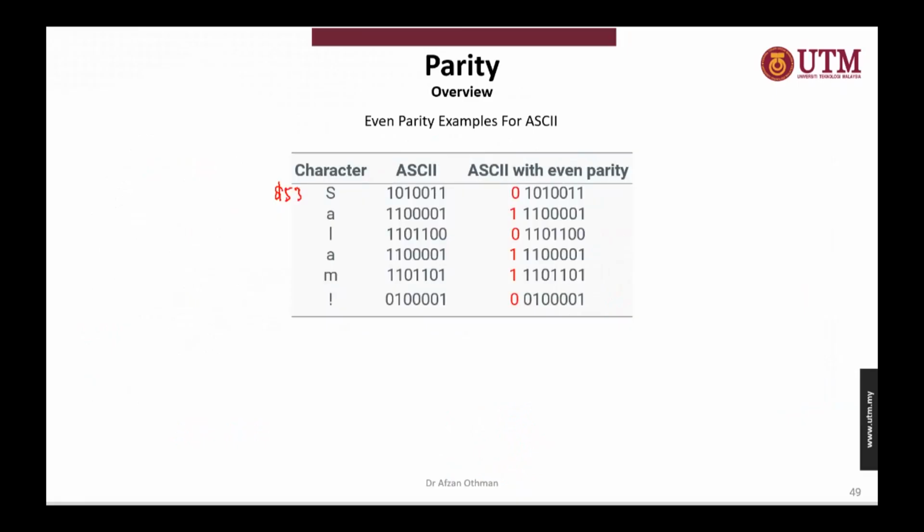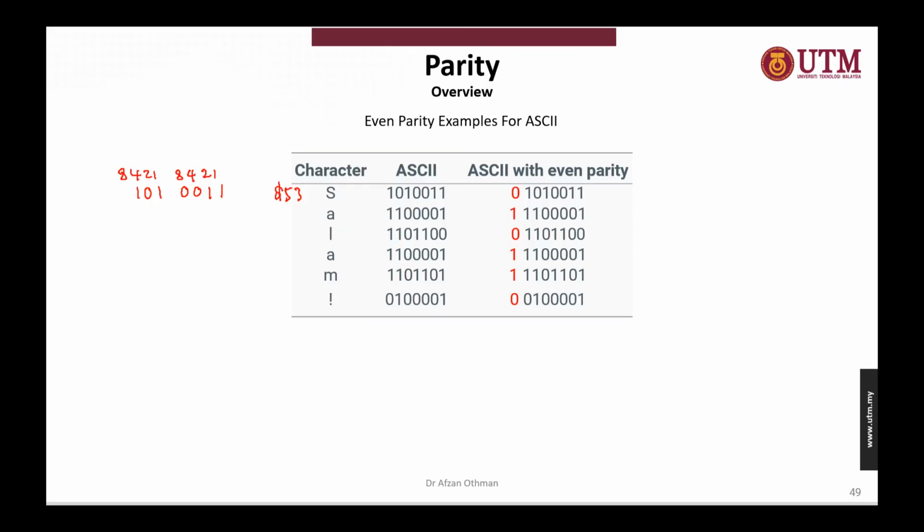5, 3. When 5, 3, you change it to the binary representation by using the 8421 method. 8421 method. 5 is 0101, and then 3 is 0011. And recall back, the ASCII is only up to 7 bit. So that's why this bit here will be discarded.